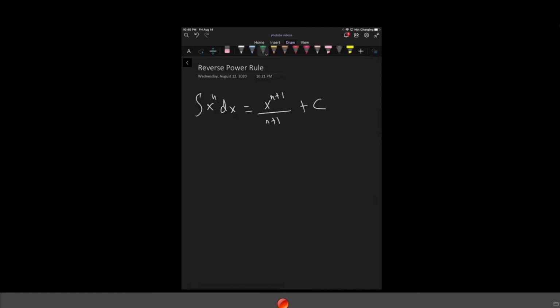So when applying the reverse power rule, you simply have to increase the power by 1, and then divide by the power plus 1. Then something very important, don't forget to add your arbitrary constant at the end. Since the derivative of a constant is 0, any constant may be added to an indefinite integral. So do not forget to add your arbitrary constant at the end.